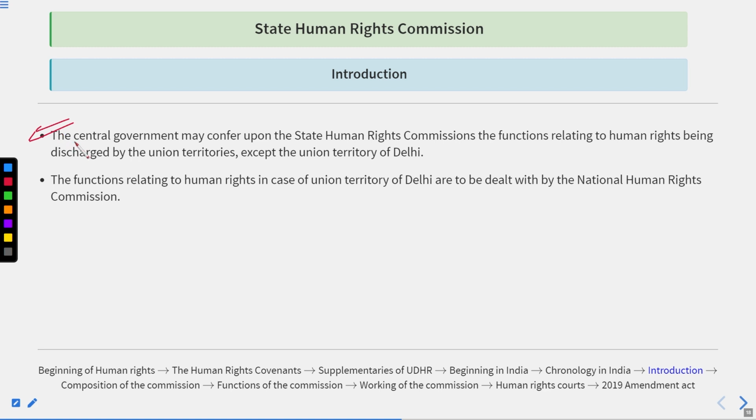After this, the central government may confer upon the State Human Rights Commission the functions relating to human rights being discharged by the union territories, except the union territory of Delhi. What does it mean? Basically, the central government has the power to grant permission and power to the State Human Rights Commission so that they could look into human rights violations in the union territories.